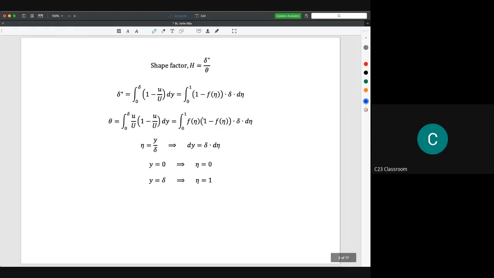First, the shape factor H is actually another dimensionless parameter that shows us the possibility of certain flow to become laminar or turbulent. So the equation is delta star, which is the displacement thickness of the boundary layer, divided by theta, which is the momentum thickness of the boundary layer. So on this page, I show you how we convert the equation from dy to eta.